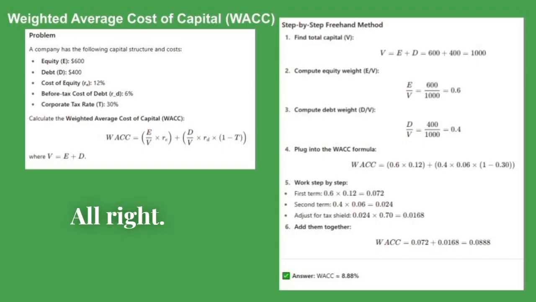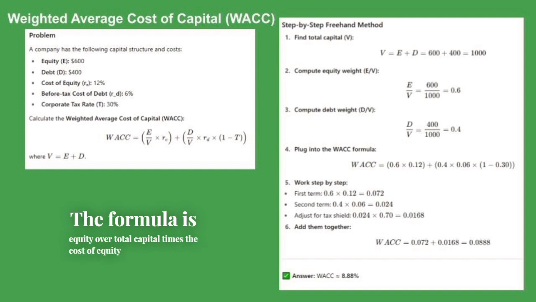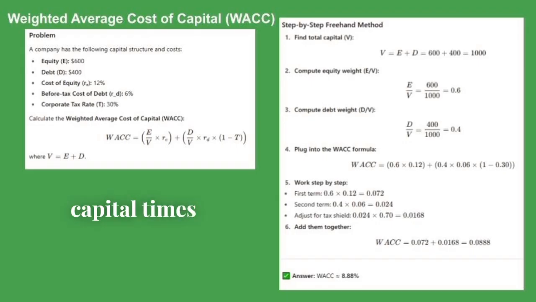All right, let's calculate the weighted average cost of capital, WACC. The formula is equity over total capital times the cost of equity plus debt over total capital times the cost of debt times 1 minus the tax rate.